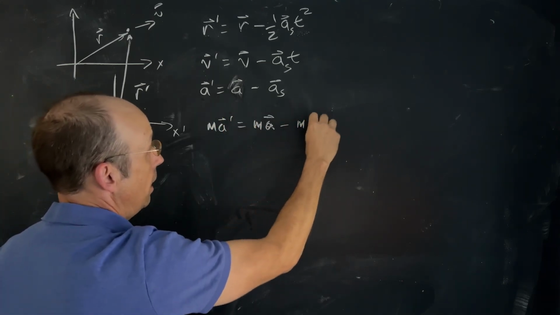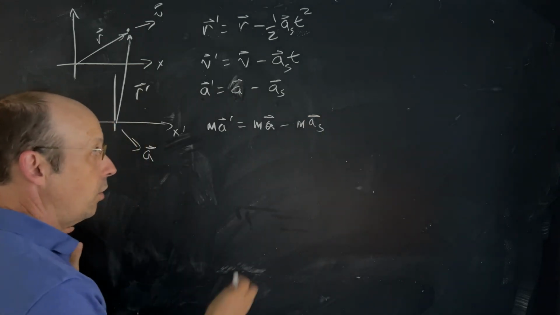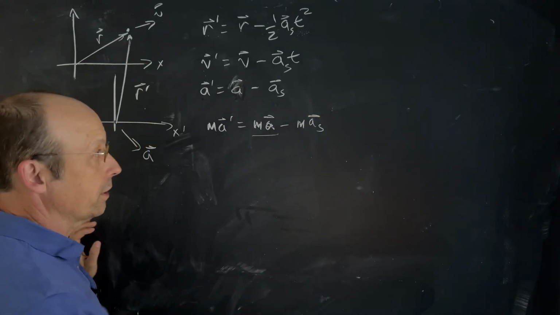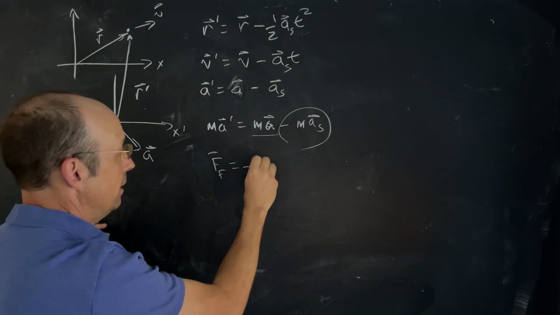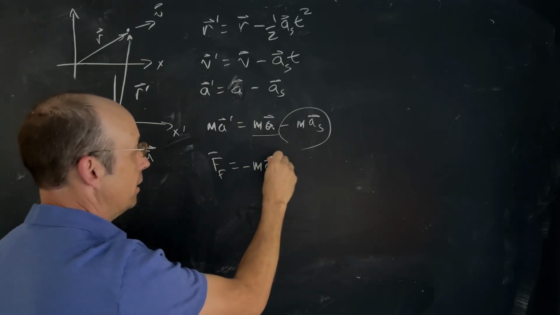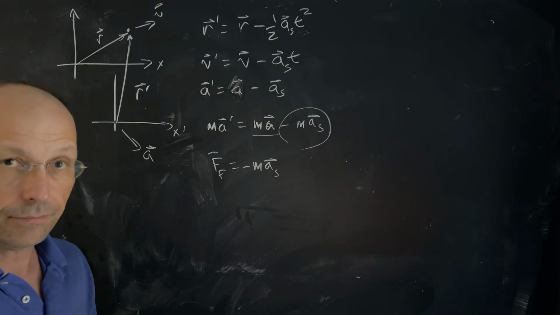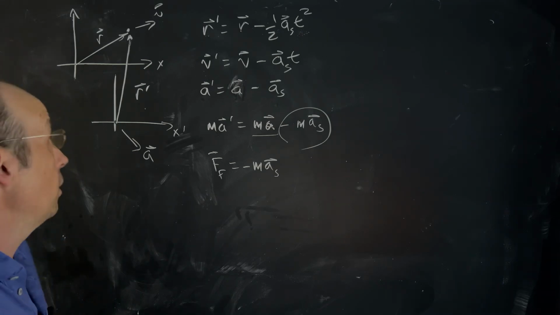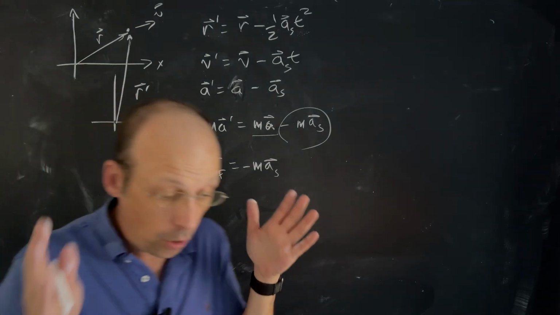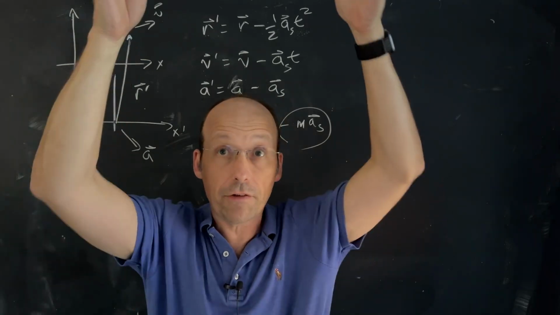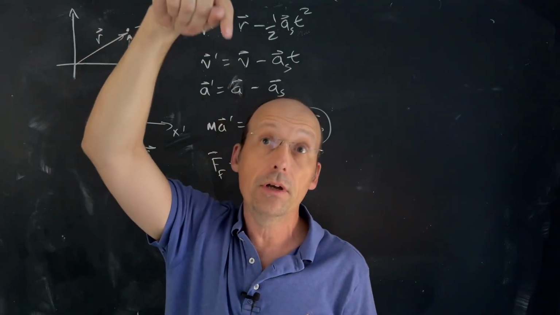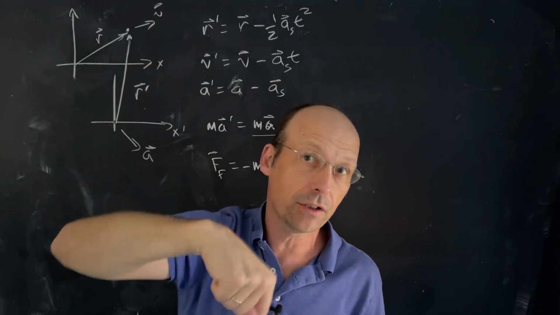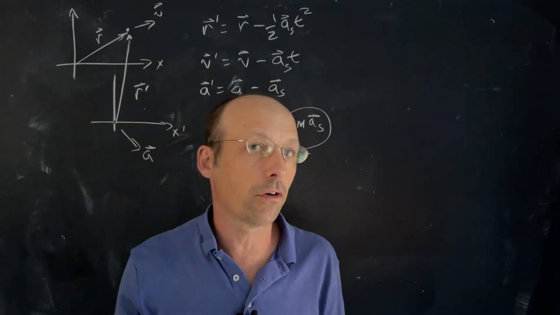minus ma_s. So those are due to real forces, and that F fake is negative m times the acceleration of the frame. And that's one way to make that work, right? So now if I go back to the elevator accelerating up, I can add a fake force that's the mass of the ball times the negative of the acceleration.